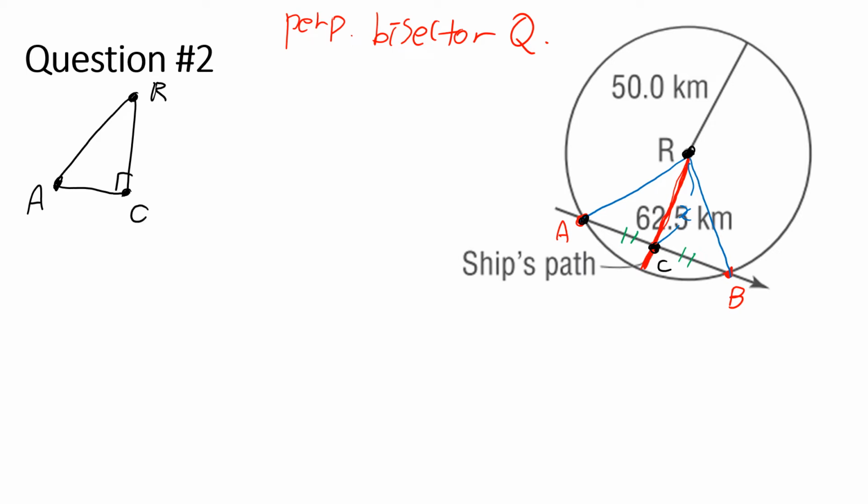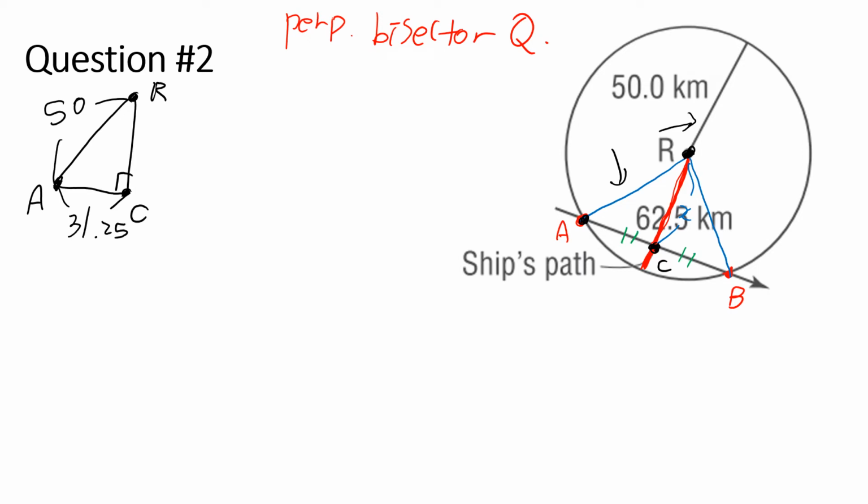One thing that we know is the line AR is basically my radius, and radius is given as 50 kilo. Technically it says 50.0, but who cares? 50.0 is just a fancy way of saying 50. Now we need to have A and C. A and C is actually midway of the ship's path. So that's basically 62.5. I got to divide it by 2. So 62.5 divided by 2, according to my calculator, it gives you 31.25 kilometer.